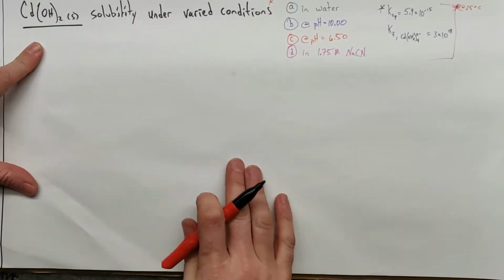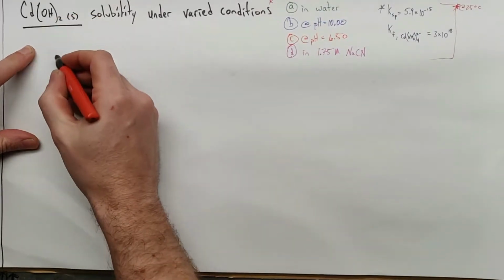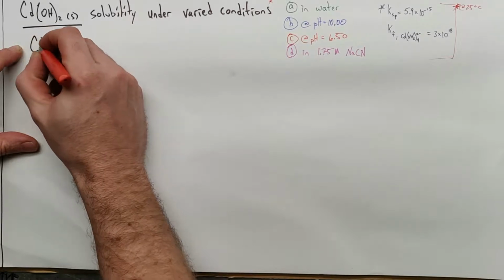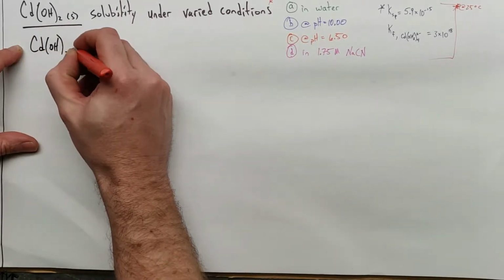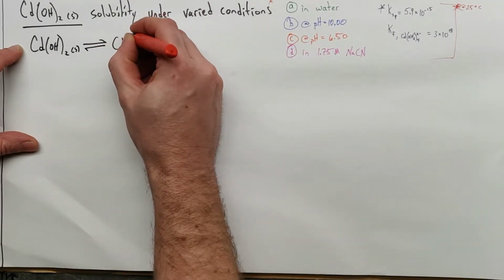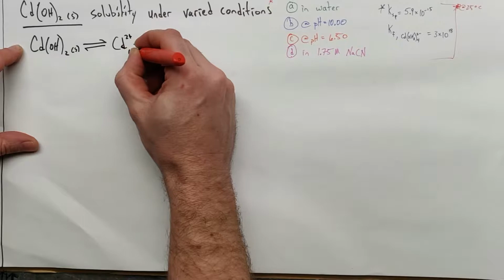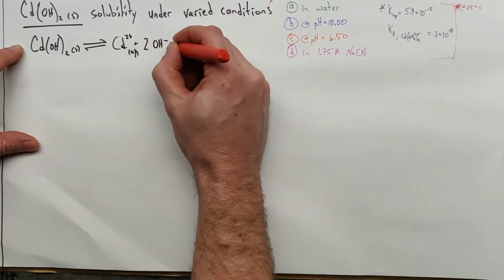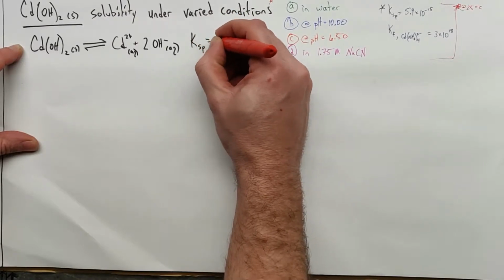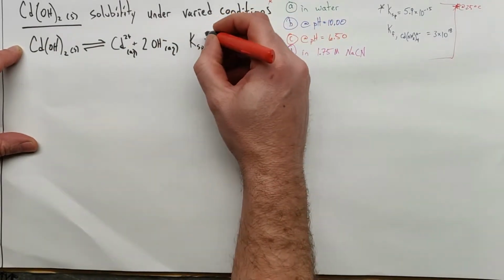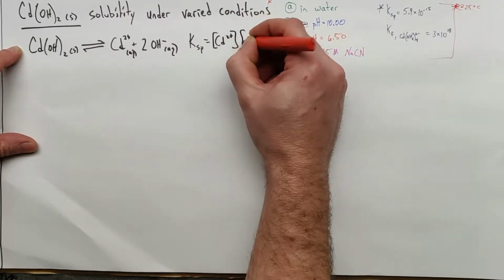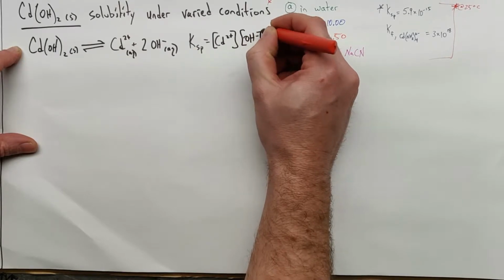Again, first strategy, write your aqueous dissociation equation. Our solubility expression for this, we've got the cadmium hydroxide dissociating to give us cadmium ions and 2 hydroxide ions. Our KSP expression for this is going to be products over reactants to their coefficient powers, which in this case, cadmium, and hydroxide is squared there.